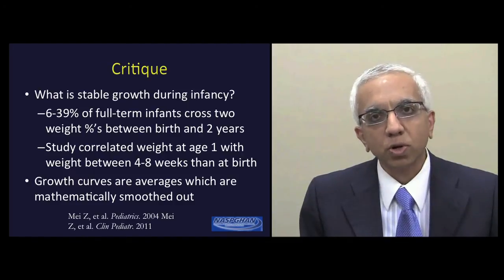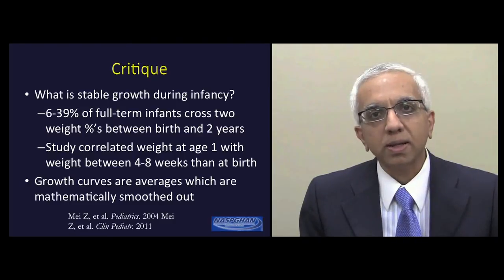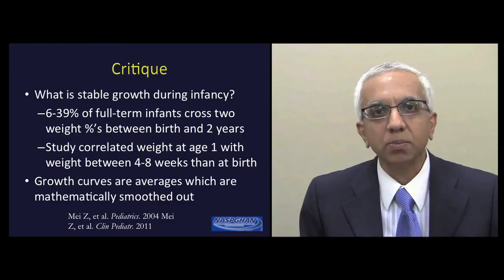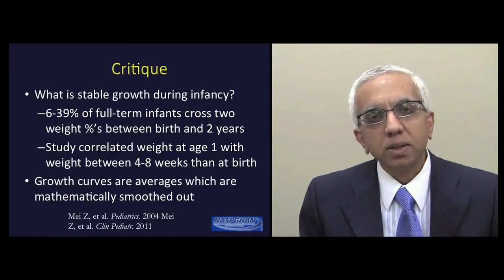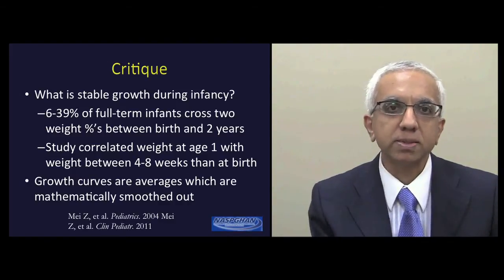6 to almost 40% of children will traverse through weight lines between birth and the age of 2 years. Also, one other study correlated weight at 1 year with weight at 4 to 8 weeks rather than at birth, and so that may be more important. The other thing to remember is that growth curves are actually mathematically smoothed out and they are averages, so this itself may cause children to move up and down growth lines slightly.